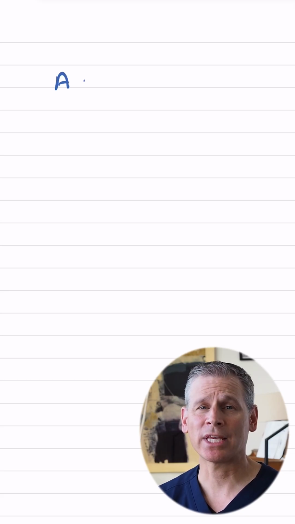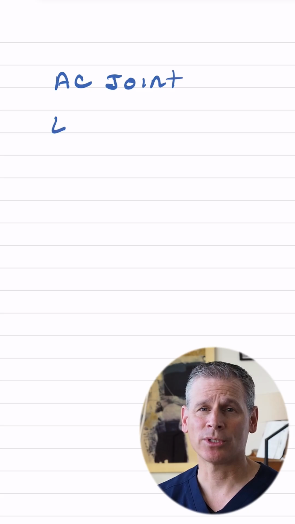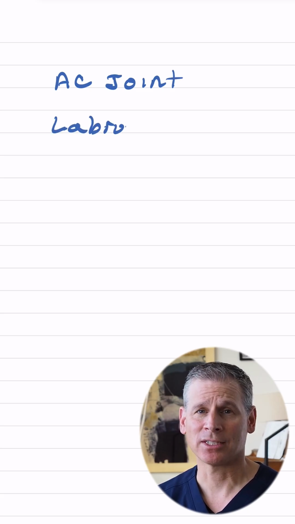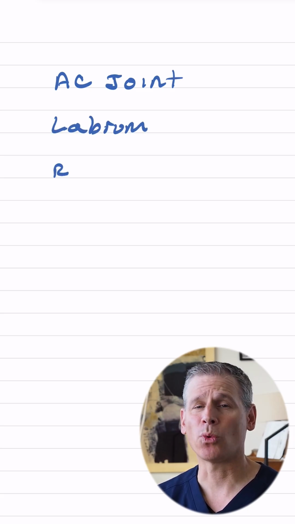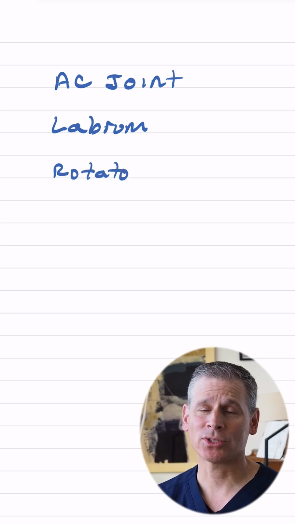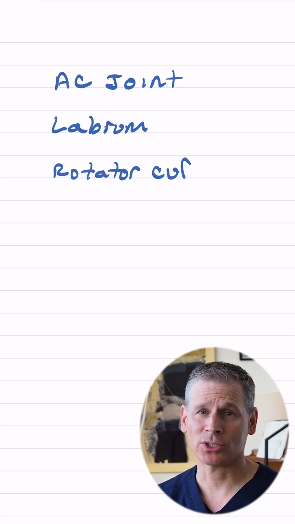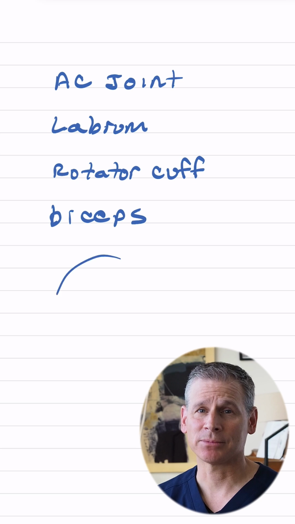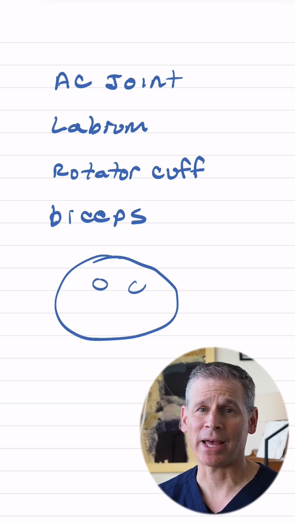So now you know the main structures of the shoulder that we're looking at: the AC joint, the glenohumeral joint, the labrum, the rotator cuff, and the biceps tendon. And they all have patterns of normal wear, and they also have patterns of pathologic wear. So I will let you know which ones are normal and which ones we have to worry about and focus our treatments on to get rid of your pain and to get you back to your normal activity. I hope this helps the next time you're reading your MRI report.